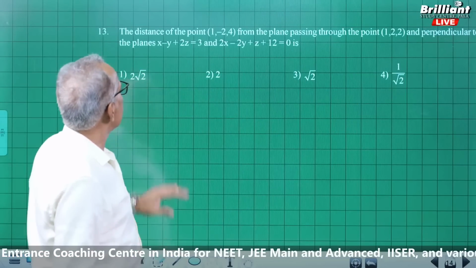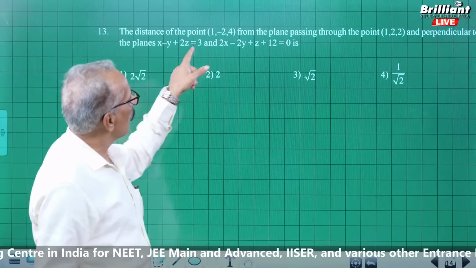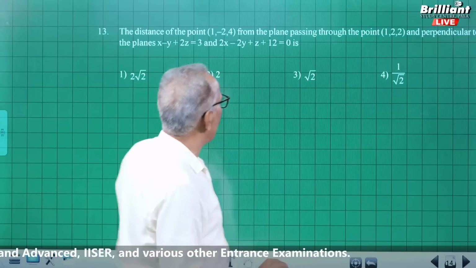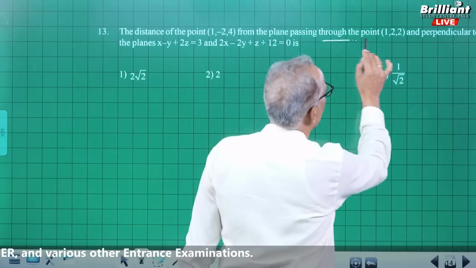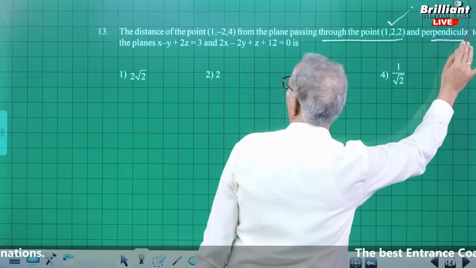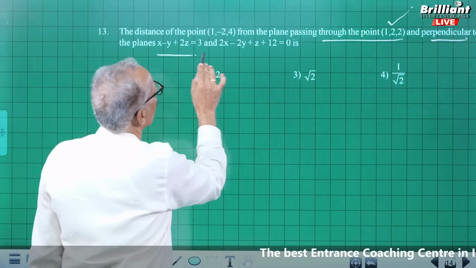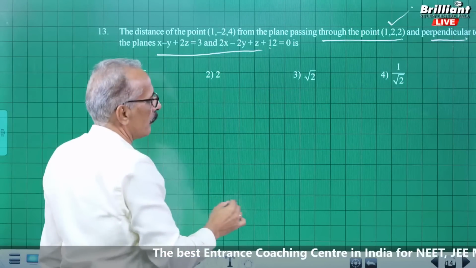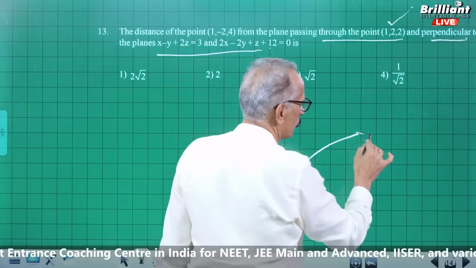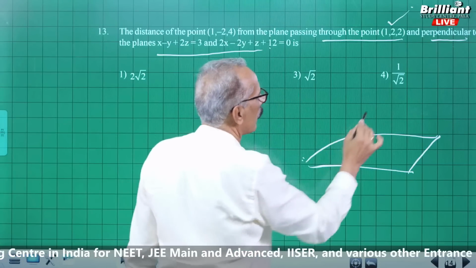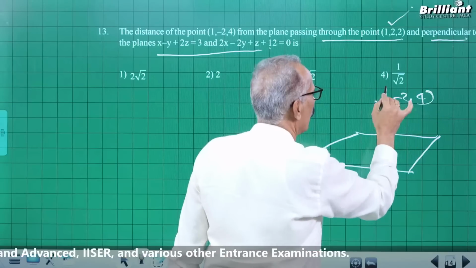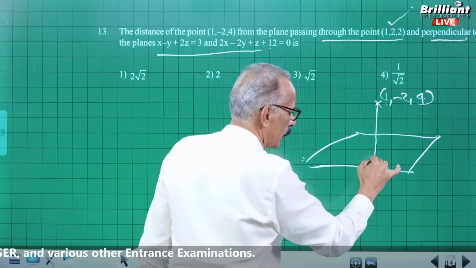That is the distance of the point (1, -2, 4) from the plane passing through the point. Our new plane is passing through the point (1, 2, 2) and perpendicular to two given planes. So actually there is a plane here, and here is the point (1, -2, 4). We want to find the perpendicular distance.